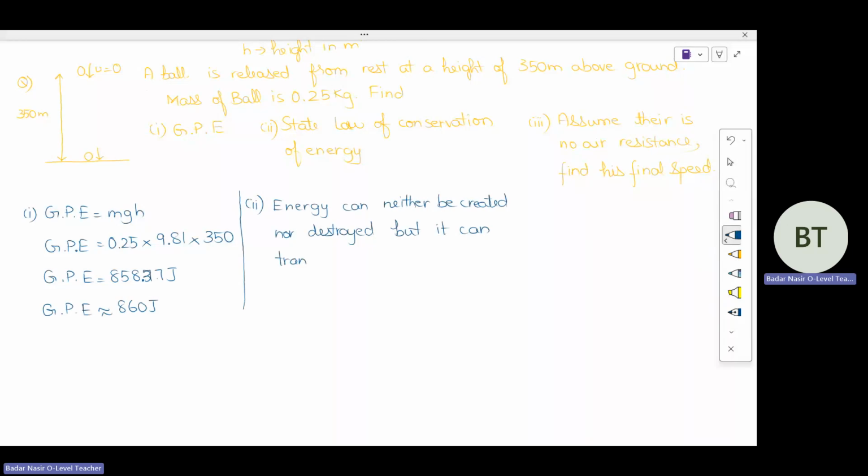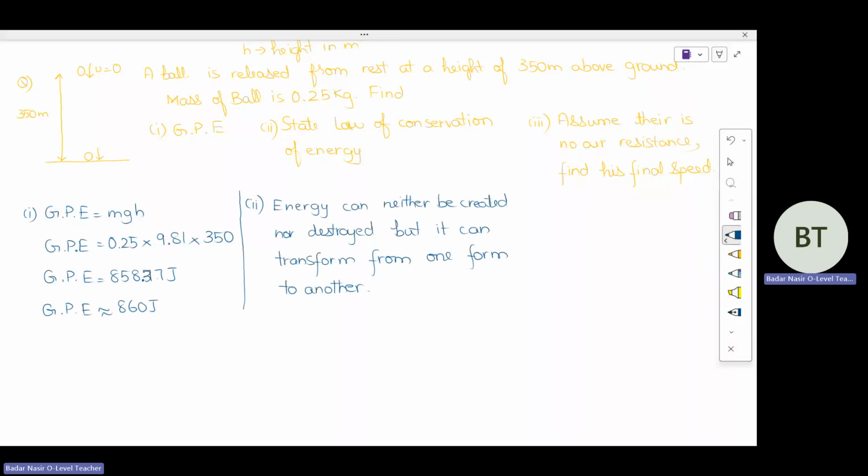It can transform from one form to another. Okay, so this is actually the law of conservation of energy. And what is the meaning of law of conservation of energy?